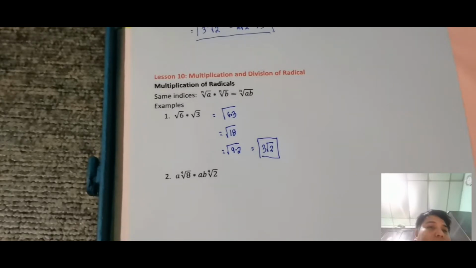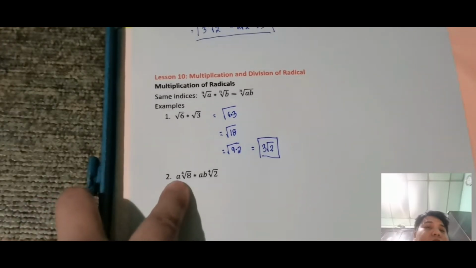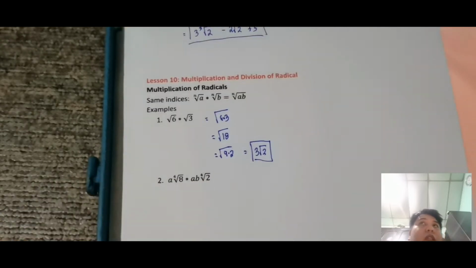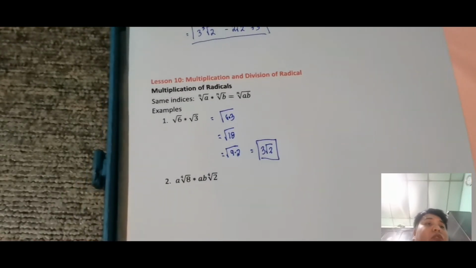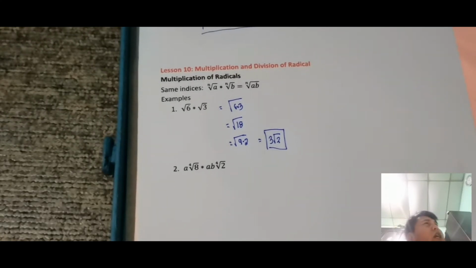Okay, next natin, if we have a times fourth root of 8 times ab fourth root of 2. So, check muna natin ulit. Sir, ang index po natin sa una is 4. Dito po is 4 din. Okay, so same index po sila, sir. So, ngayon, ito yung concern natin. Pansinin mo, parehas may coefficient. Ang coefficient is a. Ang coefficient is ab. So, ang gagawin mo yung usual multiplication na alam natin sa mga algebraic expression.